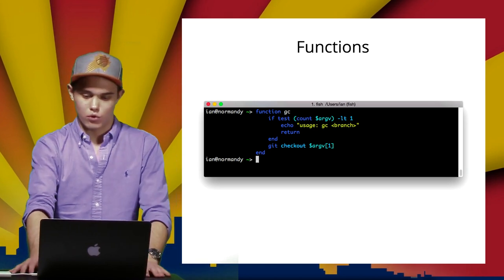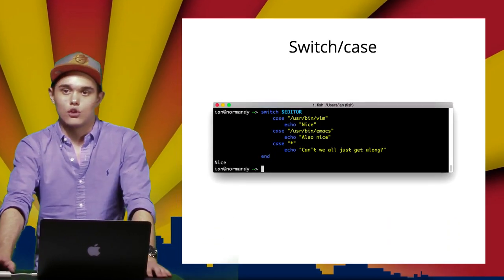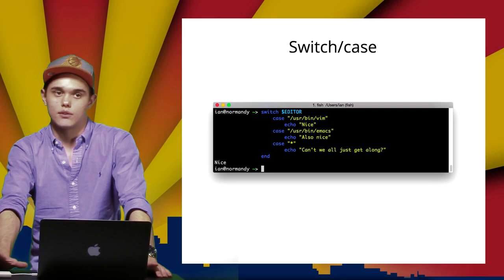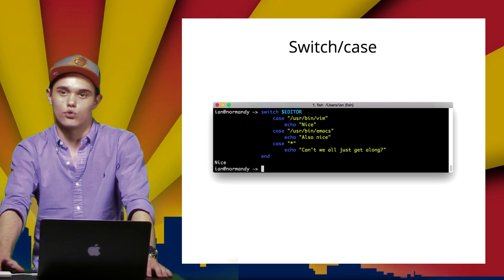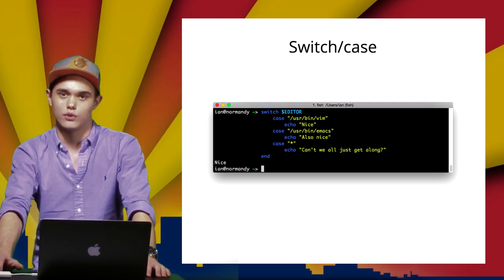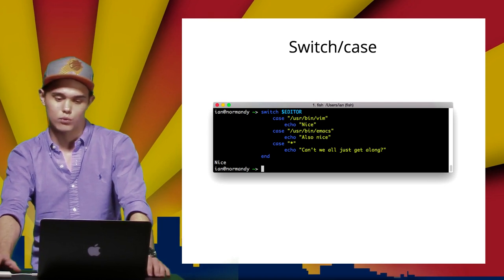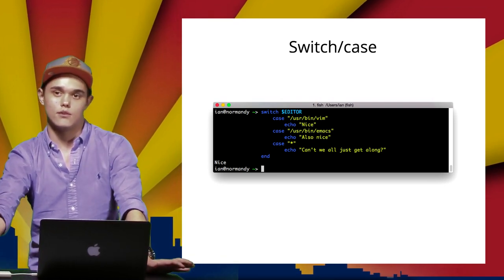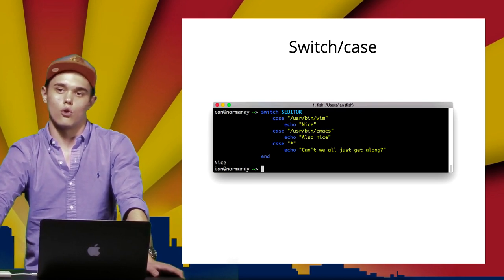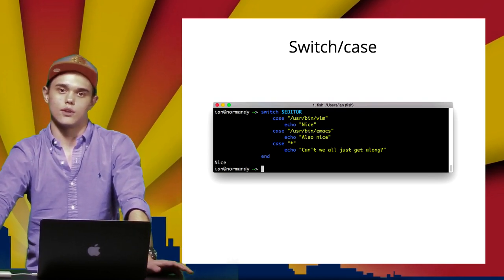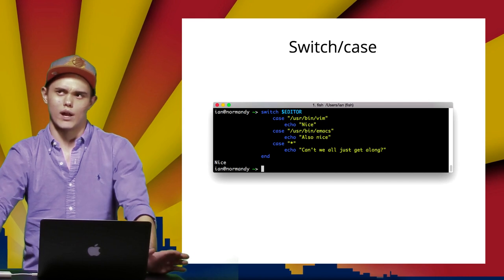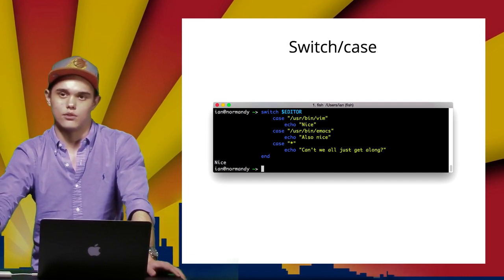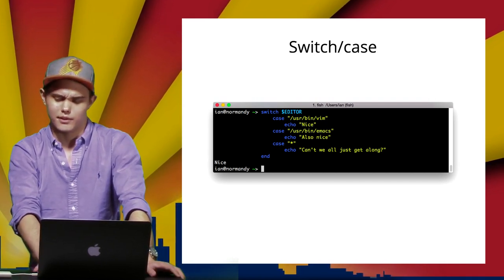Functions use the function keyword. Things end with end. Switch case doesn't have right parentheses. It just has the word switch and the word case, which feels a little bit more like every other programming language in the world. And you'll notice also everything ends with end. So there's no if ending with fi, case ending with esac, while and done. There's just end, which is honestly kind of a big thing.